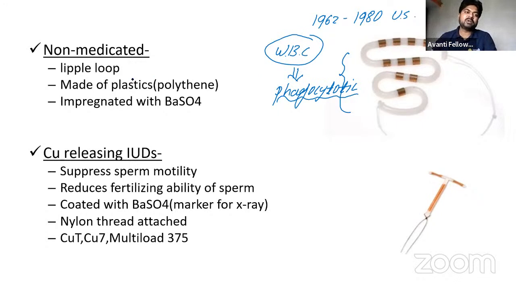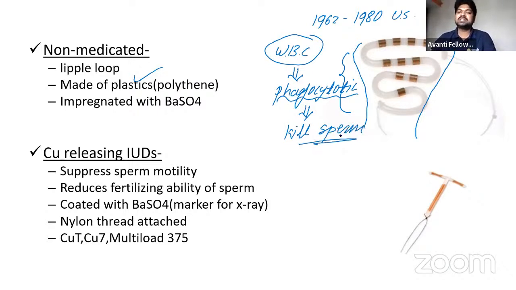So the Lippes loop is made from plastic, okay, and it does not contain any type of metal or any type of drug. Actually, it is fixed on the uterine region, okay, and it develops phagocytic cells, and those phagocytic cells kill sperm cells. So this is the mechanism behind the non-medicated IUD.